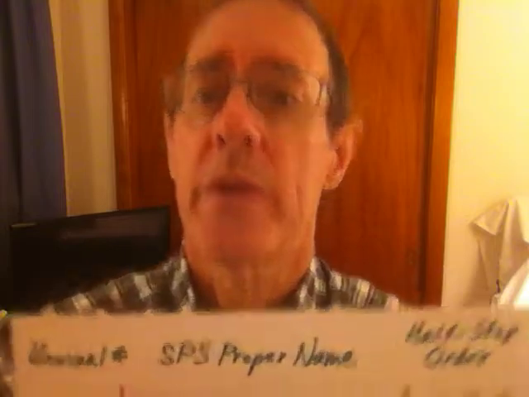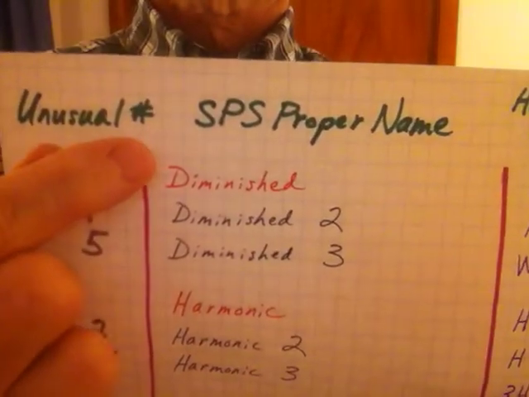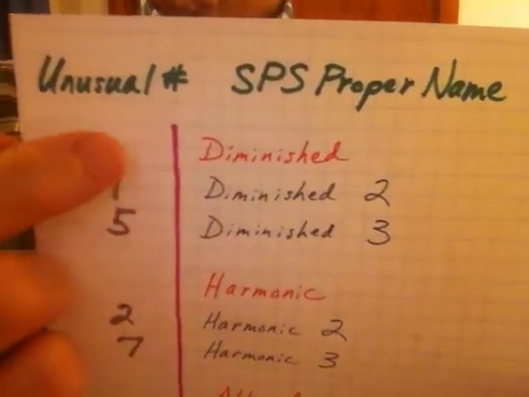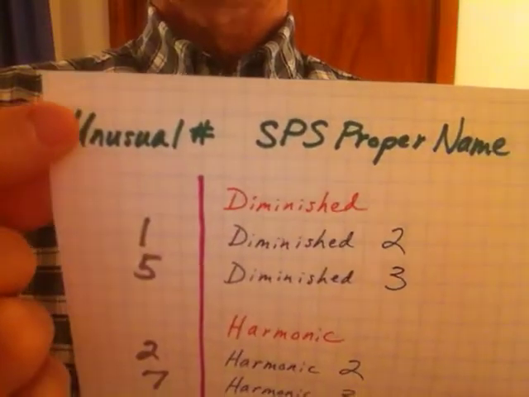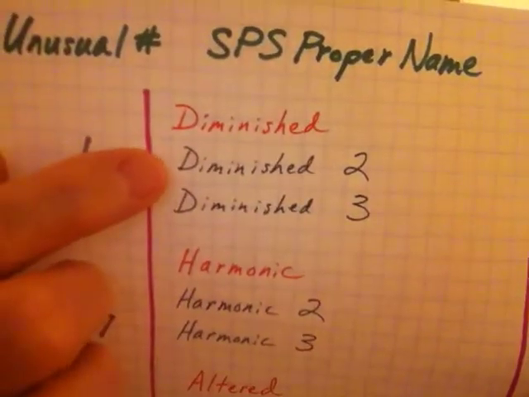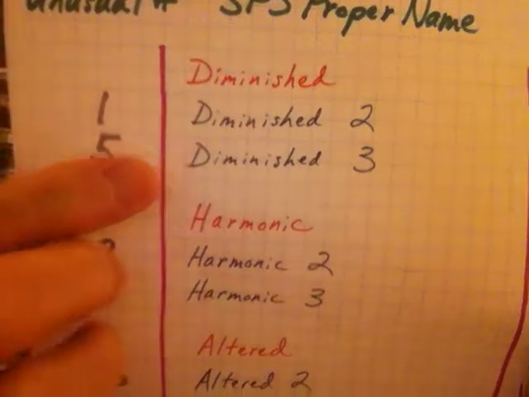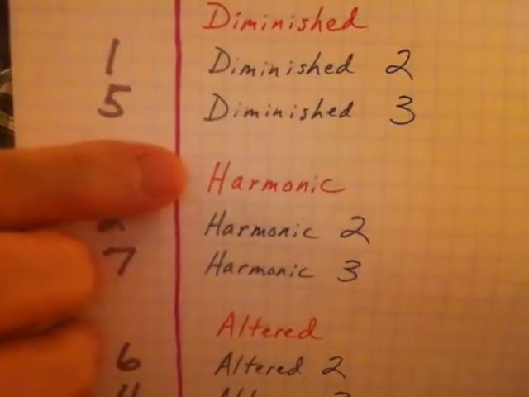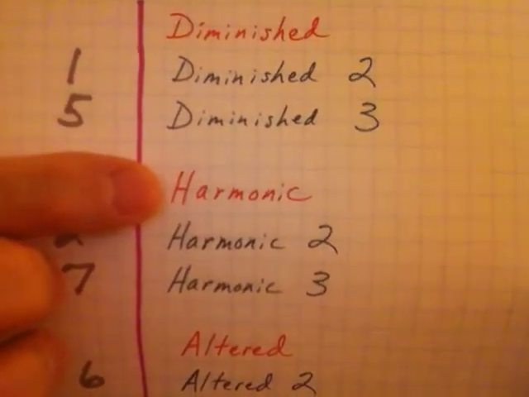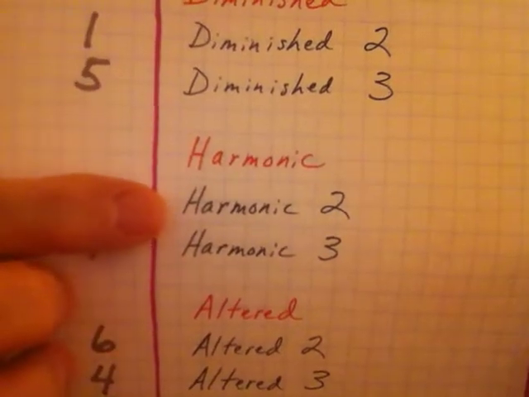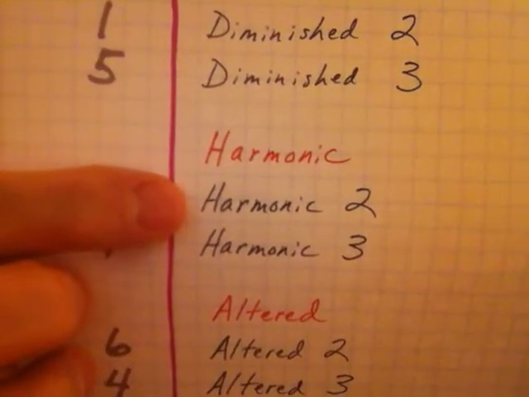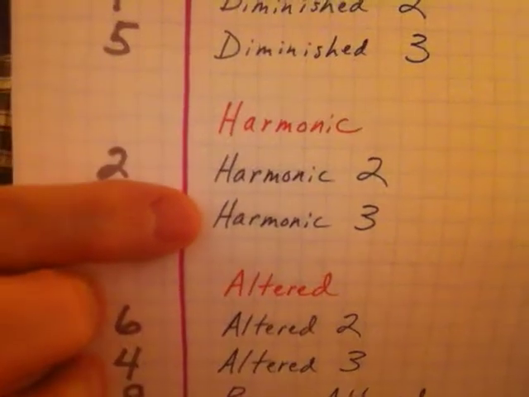And they're kind of sort of related to the basic scale phrases. Like here's your basic scale phrase, diminished. We talked about that. Now in the unusual batch, we have the diminished 2, diminished 3. Here's your basic harmonic. But then you have your unusual, or I call them variants: your harmonic 2 and harmonic 3.